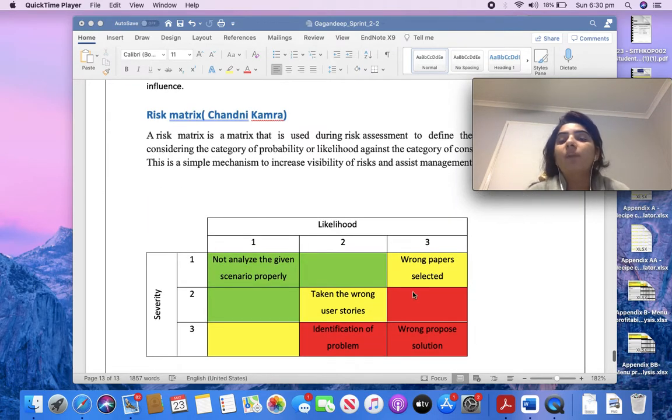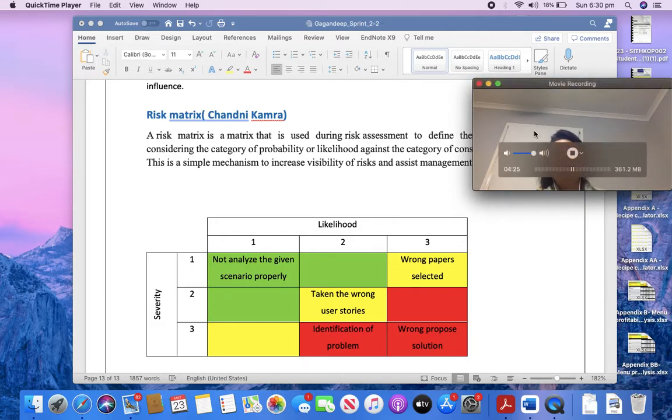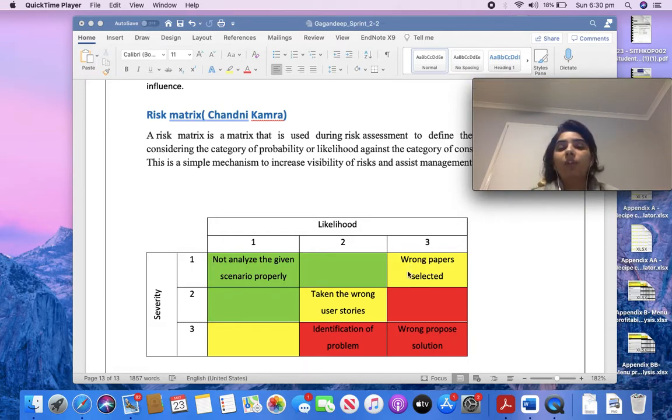And the wrong proposed solution is the high identification of problem. If after implementing all the software and doing all the work, we provide a wrong solution, that's why the risk matrix is high. That's why we need a risk matrix.